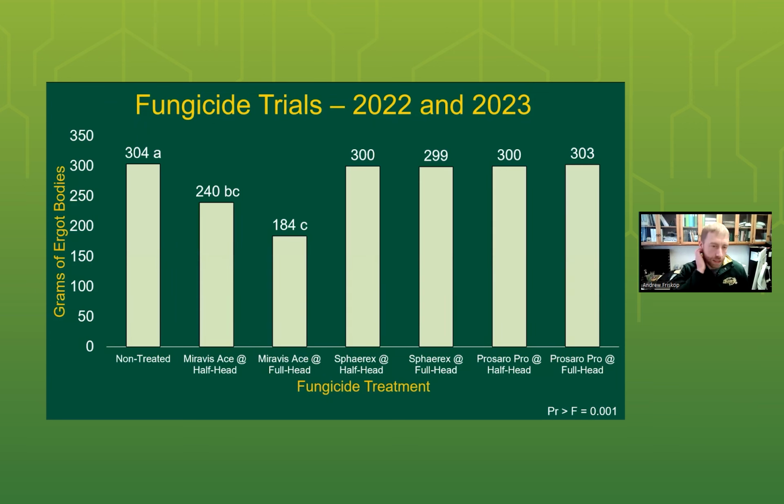One thing we found is that there were two product timings that did lower the amount of ergot bodies: Miravis Ace at half head and at full head. As far as Prosaro Pro and Spherix, we did not see a response in lowering the amount of ergot bodies in these plots. So yes, there is some suppression from a fungicide applied on the spike to reduce the amount of ergot, but it's not something that I think is controlled. I think suppression is a good term, and we did see this over multiple years. If you go back to our data since 2019 to now on Miravis Ace, it would suggest that it does provide some ergot suppression, at least when we tested it on this male sterile line.